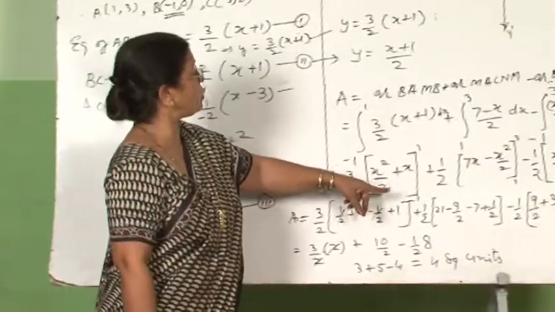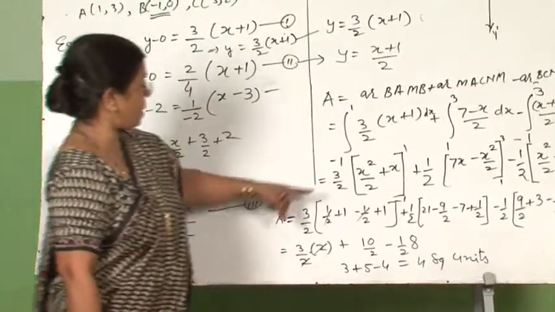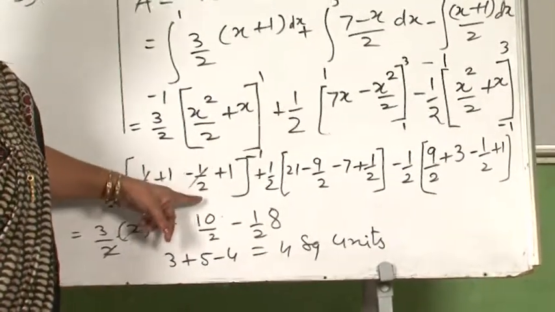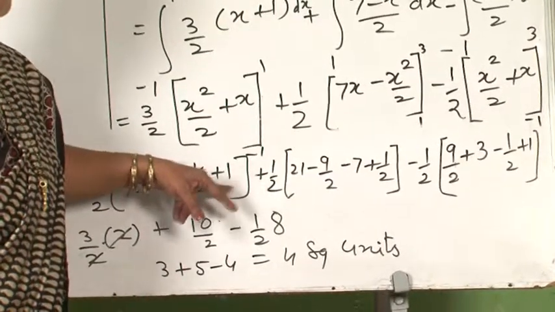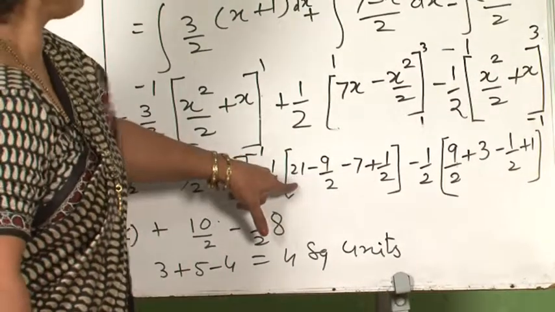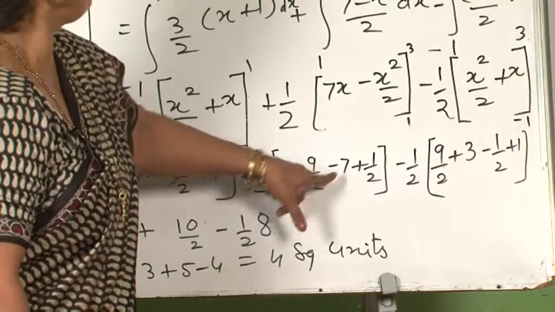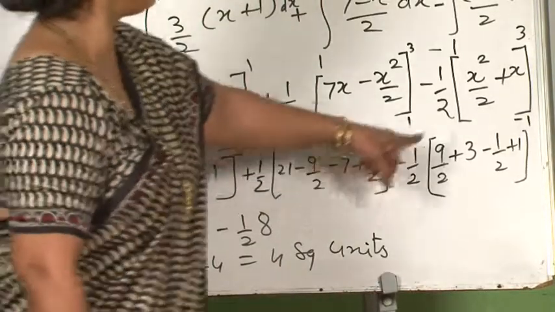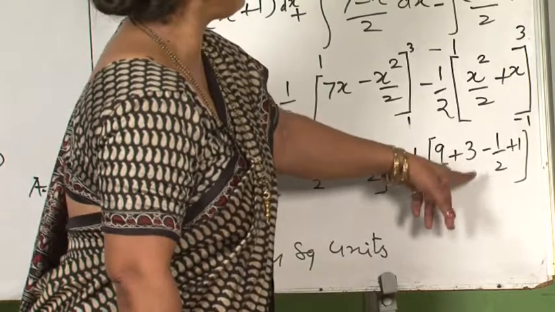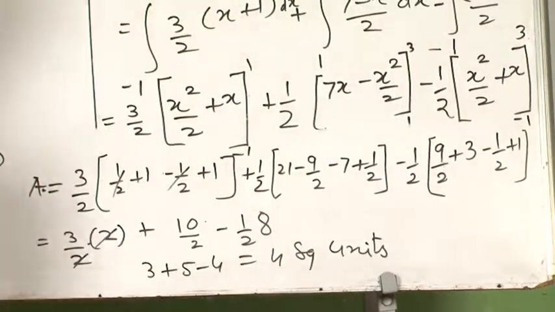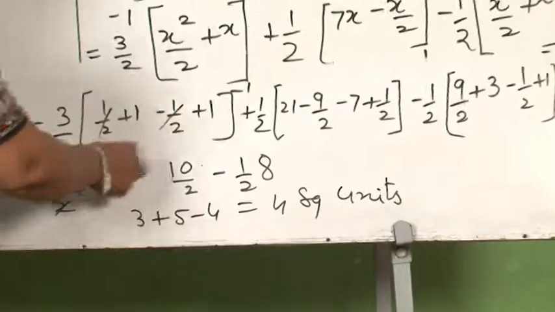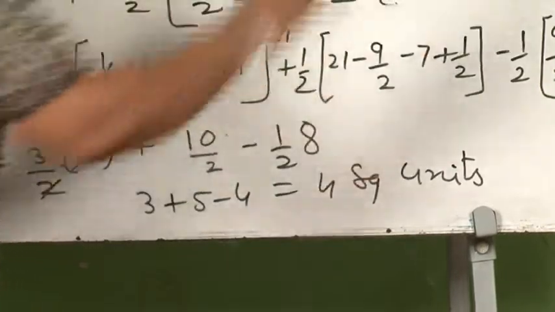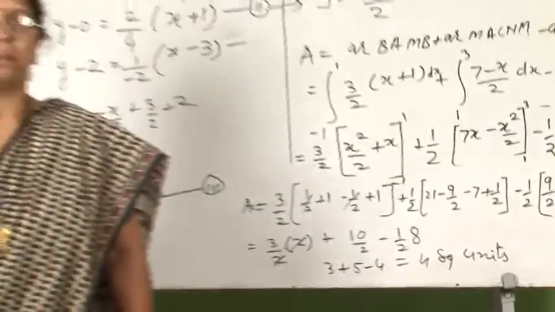Now we have to put in the values. So the area becomes 3 by 2, put the value 1. So 1 by 2 plus 1 minus 1 by 2 and minus 1 is plus 1, plus 1 by 2, 21 minus 9 by 2, minus 7 into 1 is 7, plus 1 by 2, and minus 1 by 2, 9 by 2 plus 3 minus 1 by 2 and plus 1. Now it becomes 3 by 2 of 2, plus 10 by 2 minus 8 by 2, that is 3 plus 5 minus 4, that is 4 square units.